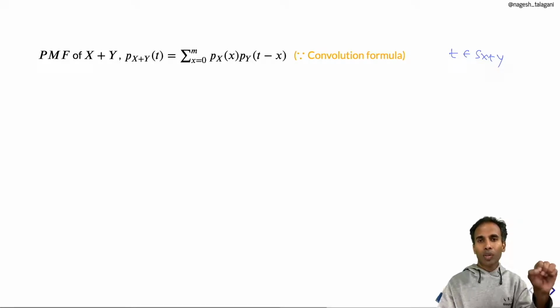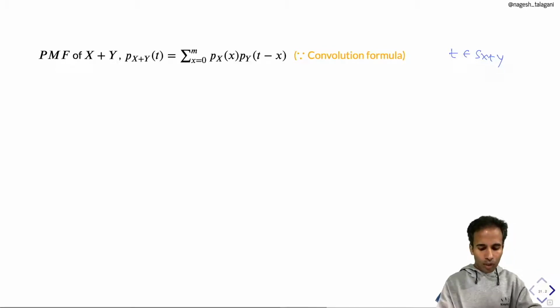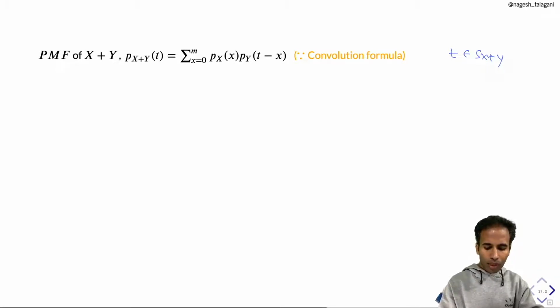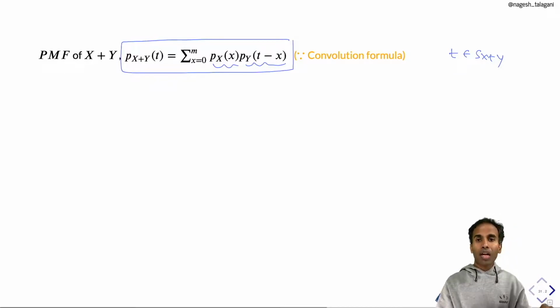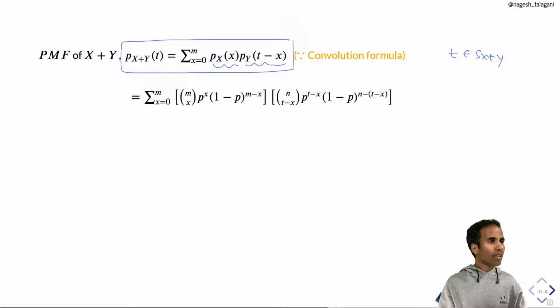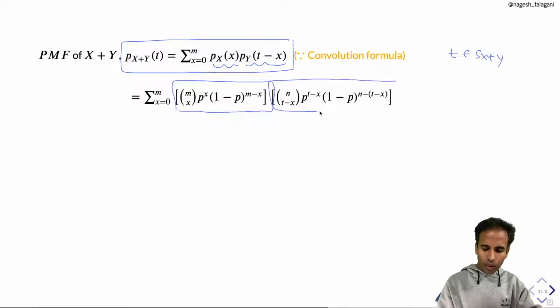Summation, x runs over the support of X, right? What is the support of X? 0, 1, 2, and so on. So p_{X+Y} of t is equal to the summation, x equals 0 to m, of p_X of x times p_Y of t minus x. This is the convolution formula. Okay. Now let us use the PMF of X and the PMF of Y here. The p_X of x I am writing as m choose x, p to the power x, (1 minus p) to the power m minus x. p_Y of t minus x I am writing as n choose t minus x, p to the power t minus x, (1 minus p) to the power n minus (t minus x).